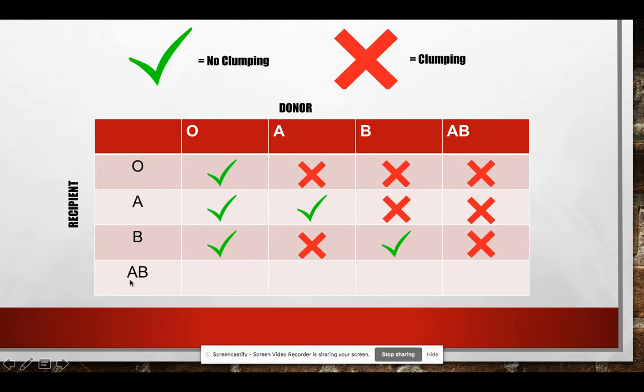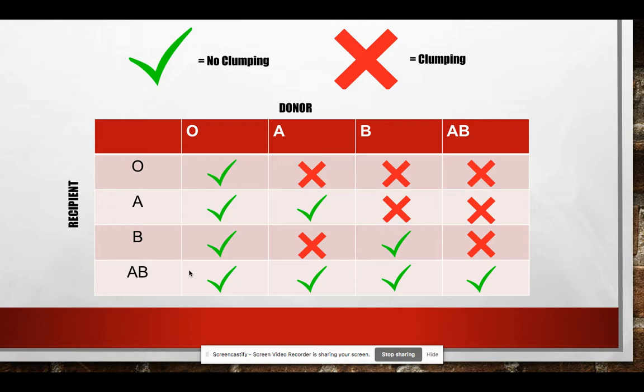Now, AB blood, like we talked about previously, is the universal recipient. So it can accept A blood, it can accept B blood, and its own back, as well as O, of course. So this is a really nice way to remember who can receive what.